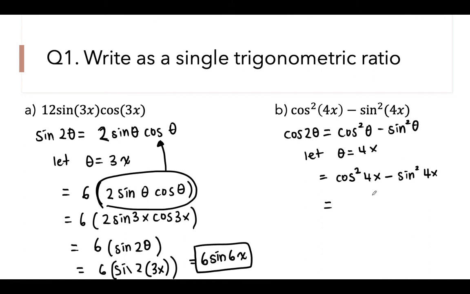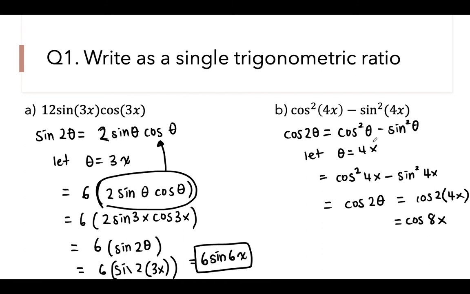So if I plug it in, it's going to be cosine 2 theta, right? So that is going to be my input, which is cosine 2 times 4x. Therefore, it's going to be cosine 8x.